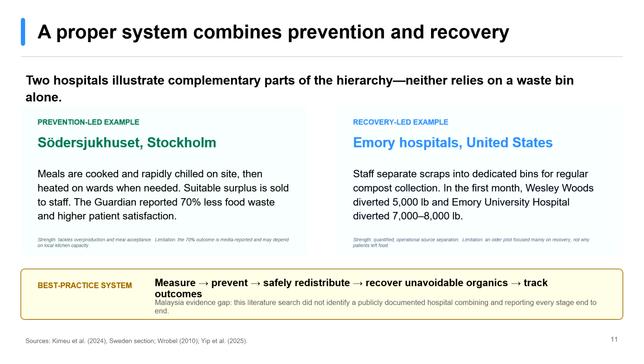These examples show why a complete hospital system combines prevention and recovery. Prevention-led service redesigns menus, ordering, and portions so less excess food is produced. Recovery-led service separates the remaining organics and diverts them from landfill. The proposed Malaysian model uses both approaches, but it puts prevention first because it protects patient nutrition and avoids the upstream footprint of producing food that is never eaten. The hospital should report grams of waste per meal, edible waste percentage, treatment route, contamination, and carbon dioxide equivalent per meal, so operational changes can be compared over time.